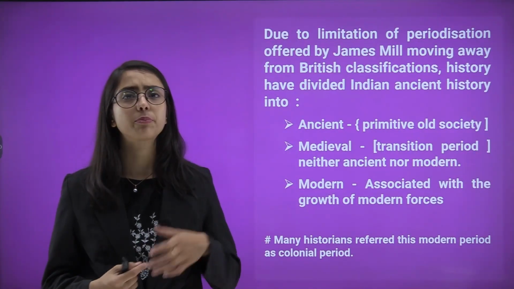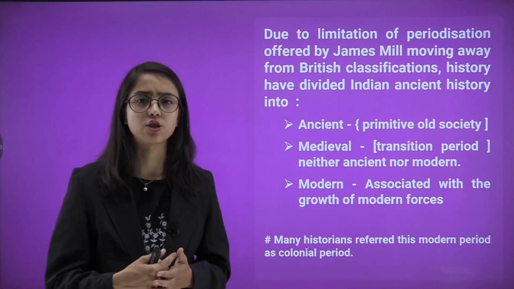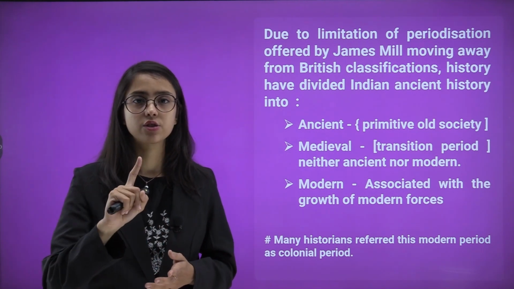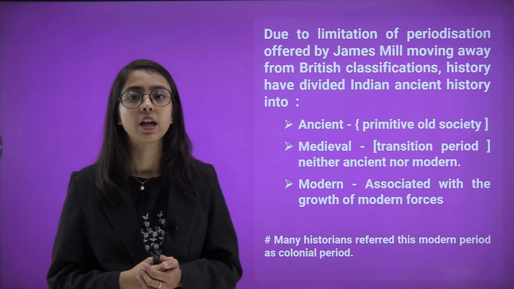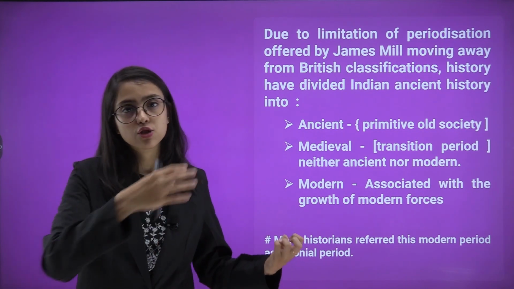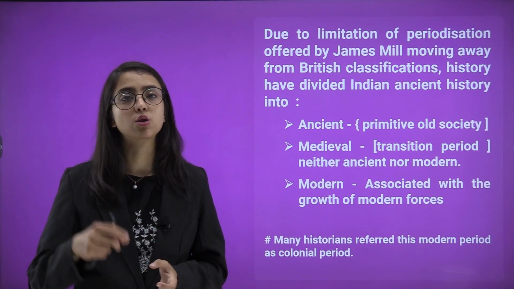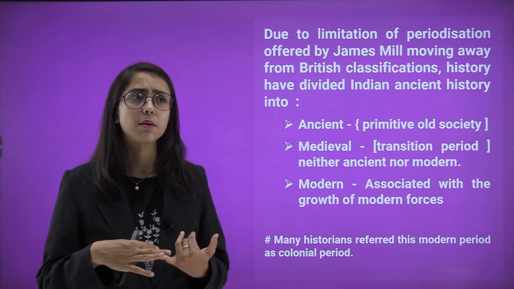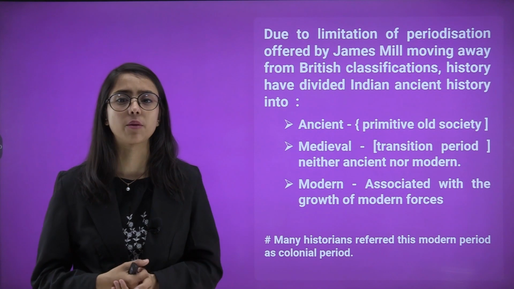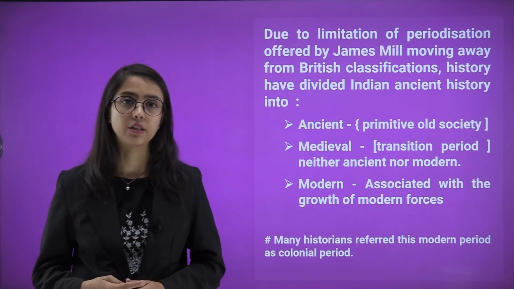Due to the limitations of the periodization offered by James Mill, moving away from British classifications, historians have divided Indian history into ancient history, with primitive and old society; medieval history, the transitioning period from the ancient towards the modern; and then the modern period, associated with the growth of modern forces, for example science, technology, infrastructure development, agriculture, etc. Many historians refer to this modern period as the colonial period.